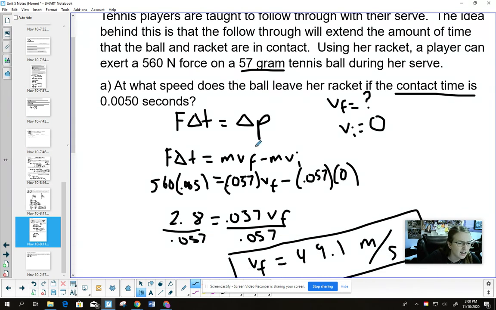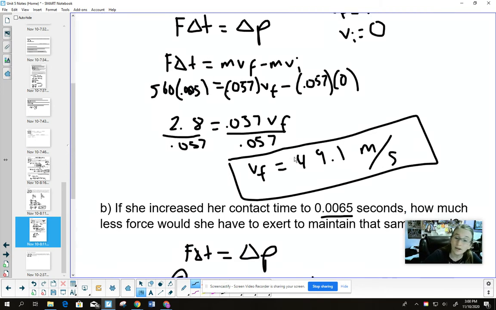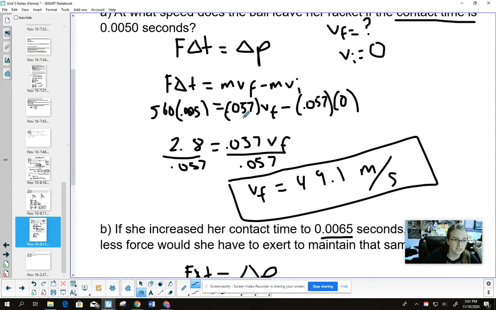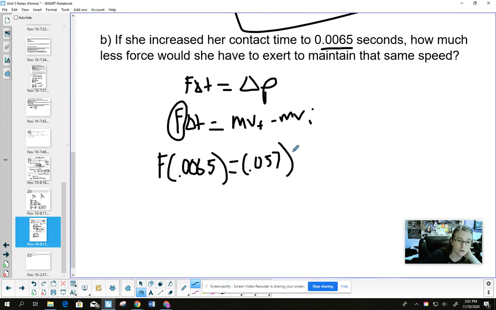0.057. Oh, no, I did this right. I'm good. Did I do it right? Okay. I can't read my own handwriting. That's a 0. Okay, I'm good. Going on from here. So the new time is 0.0065. The mass is still 0.057. And the speed, we want to keep the same speed, so 49.1.